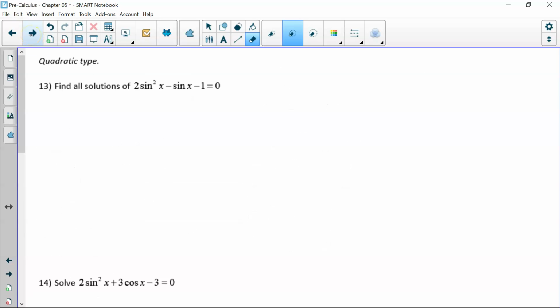We're going to find all of the solutions. Now, this is a quadratic type. So what we can do, 2 sine squared x minus the sine of x minus 1. Now, let's make the sine of x equal to y. So what we have here is 2y squared minus y minus 1. We can factor that. That would give us 2y plus 1 times y minus 1. So now, putting back that sine of x, it's 2 sine of x plus 1 times the sine of x minus 1 equals 0.